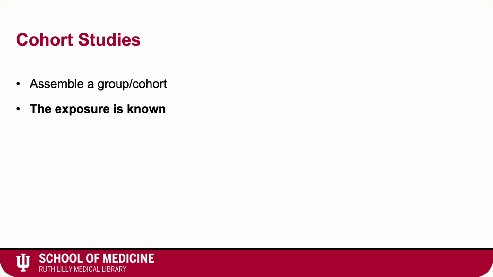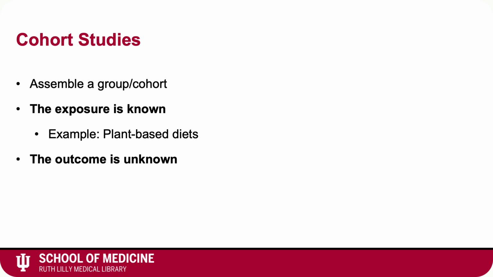With a cohort study, a group is assembled at some sort of common point in time. This group may be based on a common profession, such as the Nurses' Health Study, or geographic proximity, such as the Framingham Study, or something else entirely. We know the exposure of interest, such as maybe those who are adhering to a plant-based diet. What we don't know is what's going to happen to those people. The outcome is unknown, and that's what we want to learn about.